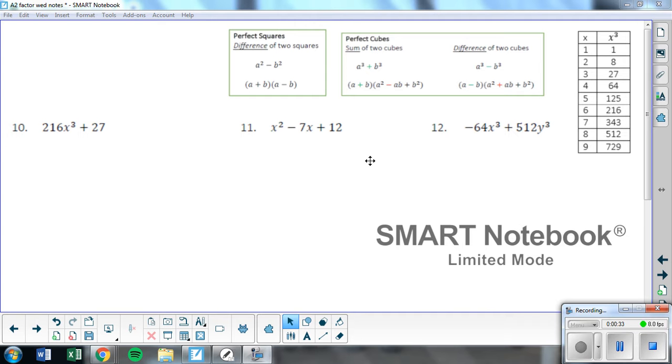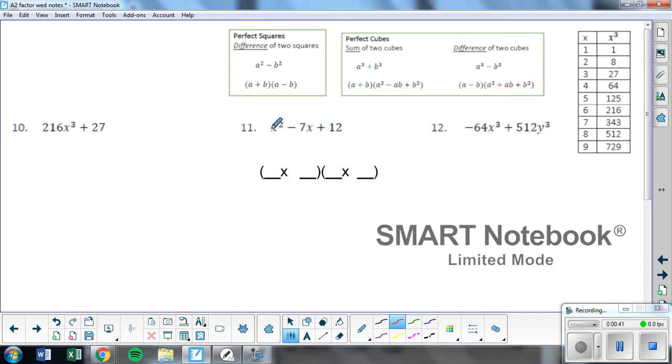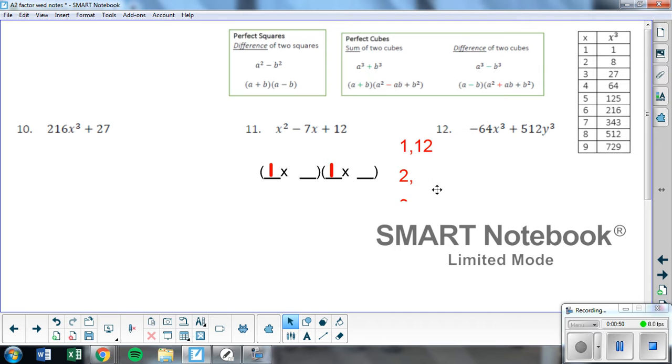We'll think back to yesterday. If there's 3 terms and no GCF, you kind of want to set up your parentheses like this. And think about what multiplies to 1x squared, which would be 1 times 1. And think of your combinations that multiply to 12. We have 1 and 12, 2 and 6, 3 and 4. So let's try one of those combinations. What do you think would be smart to try first?